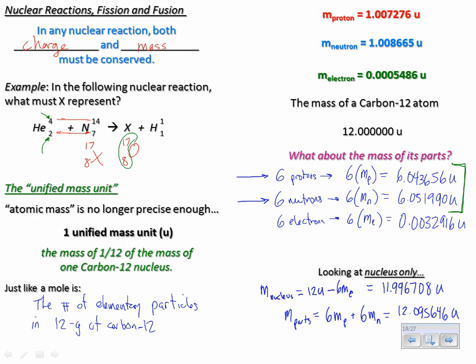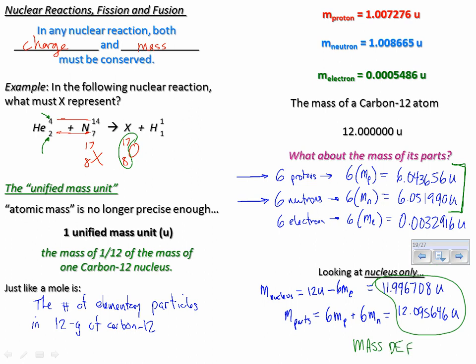So there's a difference between the mass of a nucleus and the mass of its parts, which seems a little bit strange. And this difference is called the mass defect. Every nucleus exhibits what we call a mass defect, where the sum of the masses of the parts is more than the mass of the combined parts, which seems strange. All right, so there we go, next page.